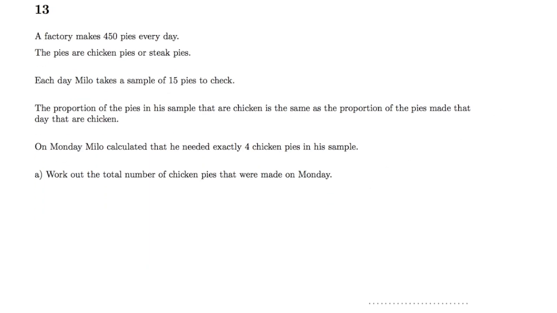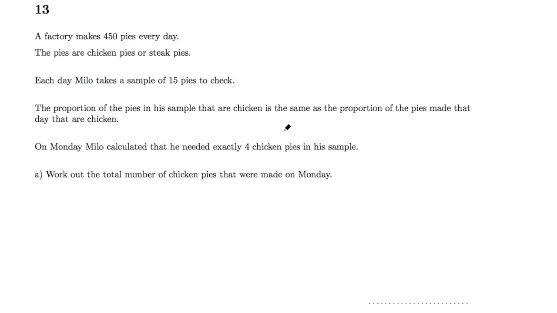Okay, question 13 says a factory makes 450 pies every day. The pies are chicken pies or steak pies. Each day, Milo takes a sample of 15 pies to check. The proportion of the pies in his sample that are chicken is the same as the proportion of the pies made that day that are chicken. Okay, that makes sense. On Monday, Milo calculated that he needed exactly 4 chicken pies in his sample. Work out the total number of chicken pies that were made on Monday.